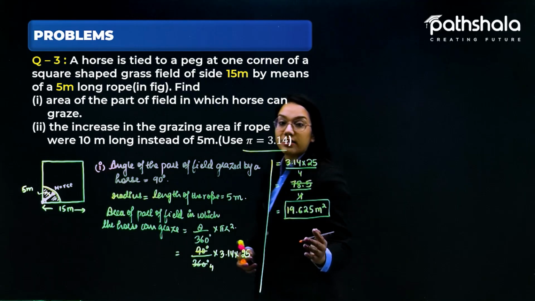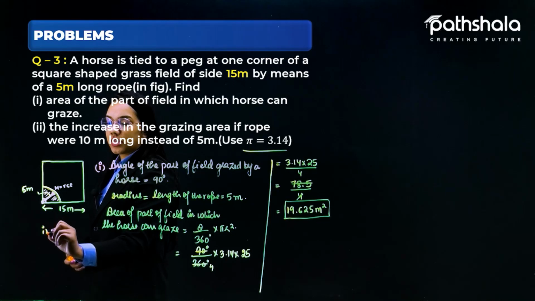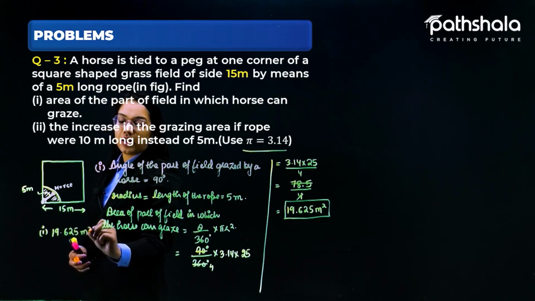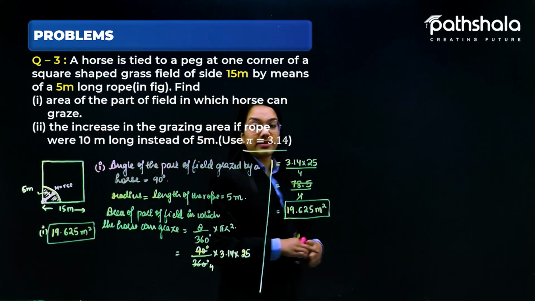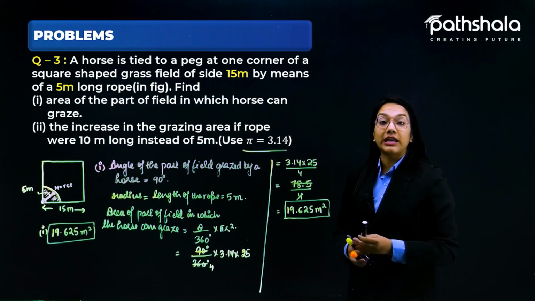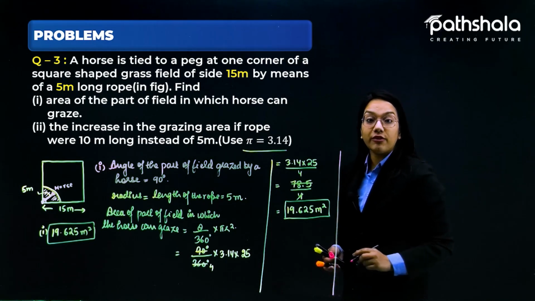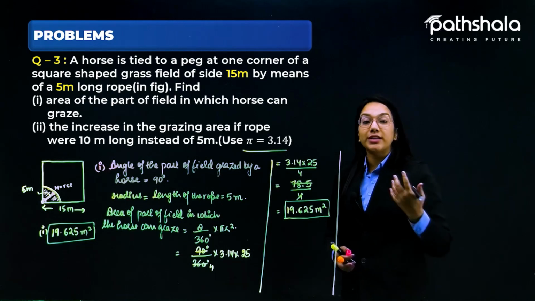So this is the answer for the very first part: 19.625 meter square area. Now let's talk about the second part. In the second part the question says there is an increase in the grazing area. We have to find out the increase in the grazing area if the rope were 10 meter long instead of 5 meter. So what does it mean?